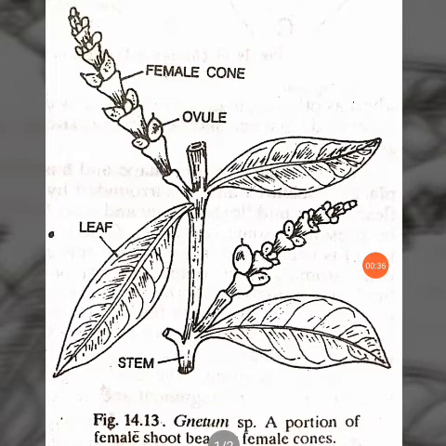These female strobili are born on the axils of the leaves, or rarely on the terminal position. As you can see in this figure, they may be either branched or unbranched. They are unbranched in this figure. Each female strobilus has a long stout axis differentiated into nodes and internodes, exactly like the male strobilus.